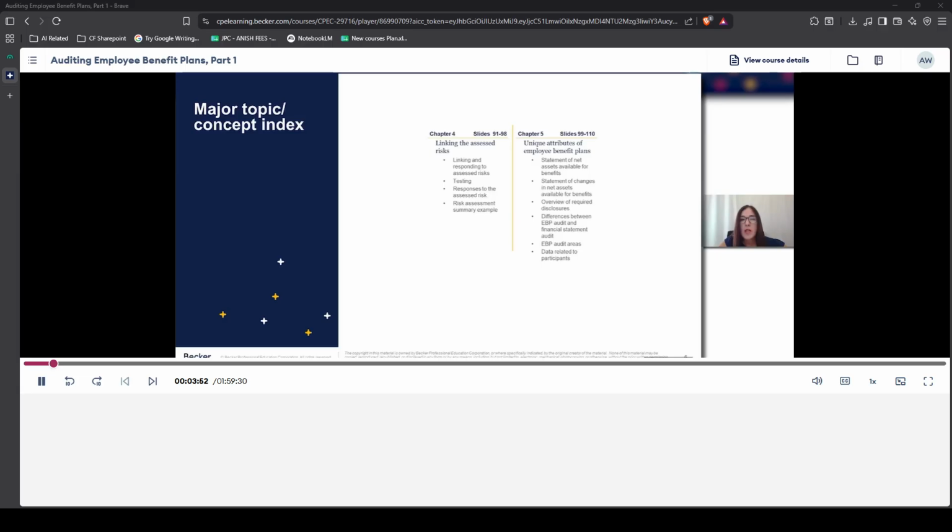Chapter 4 is where we're going to introduce and basically wrap up that risk assessment with Step 3, where we're linking our identified and assessed risk to the actual audit procedures that we're going to be performing. So we're going to talk about how we're responding to those identified and assessed risk. And then last but not least, we will cover some more of those unique attributes surrounding employee benefit plans. So that gives you a very broad overview of the topics that we're going to be covering during our time together today.